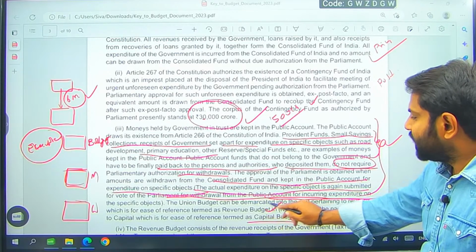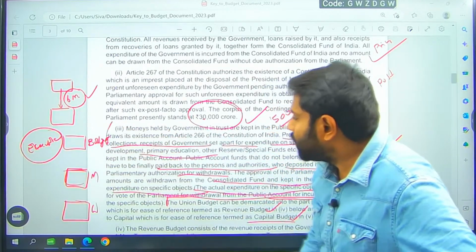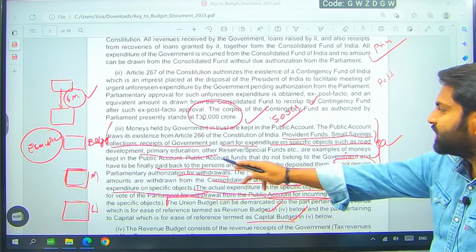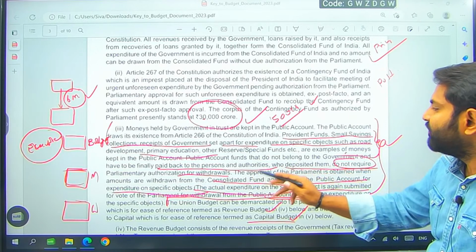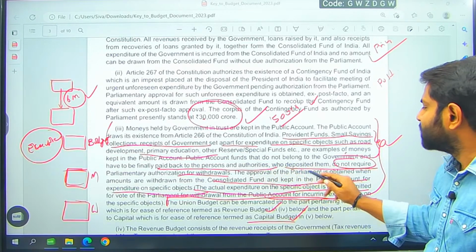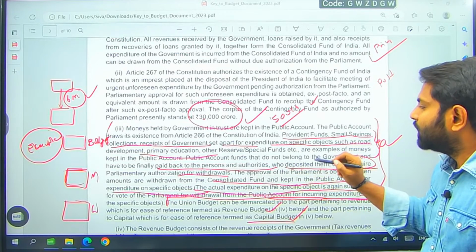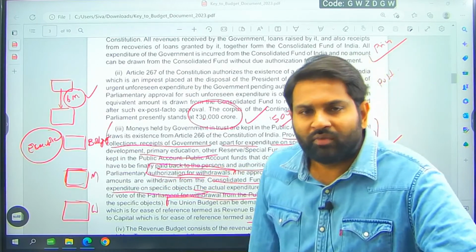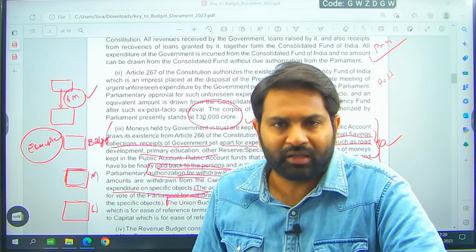The union budget can be demarcated. Until here, this is about public account of India. So you need to understand examples of monies kept in public account: funds that do not belong to government and have to be finally paid back to the persons and authorities who deposited them do not require parliamentary authorization for withdrawals. So those monies which are kept in public trust need no parliament authorization.